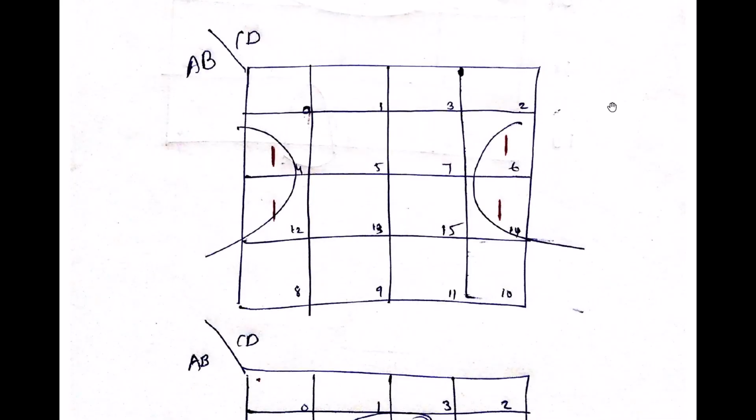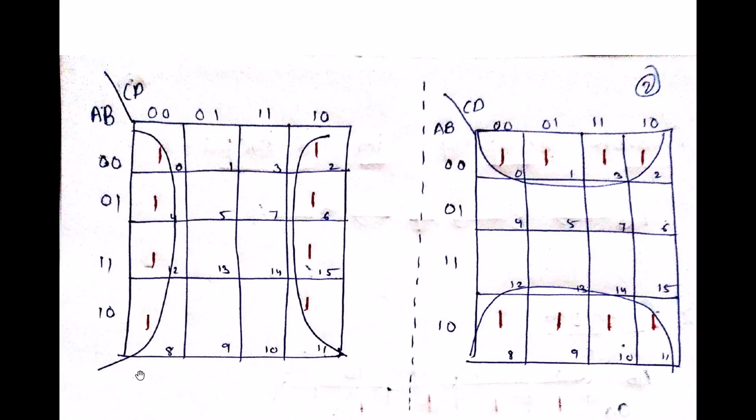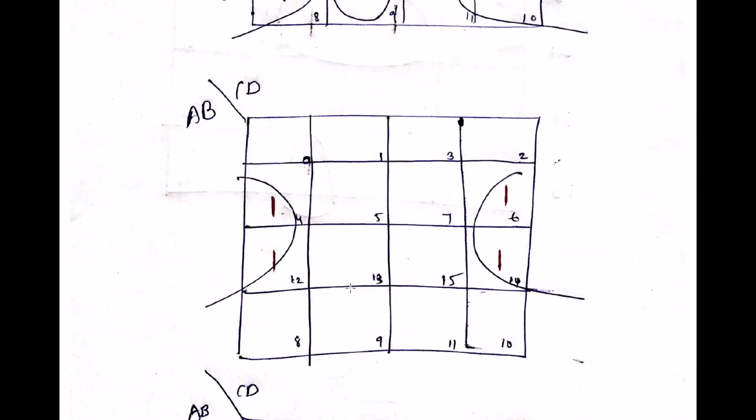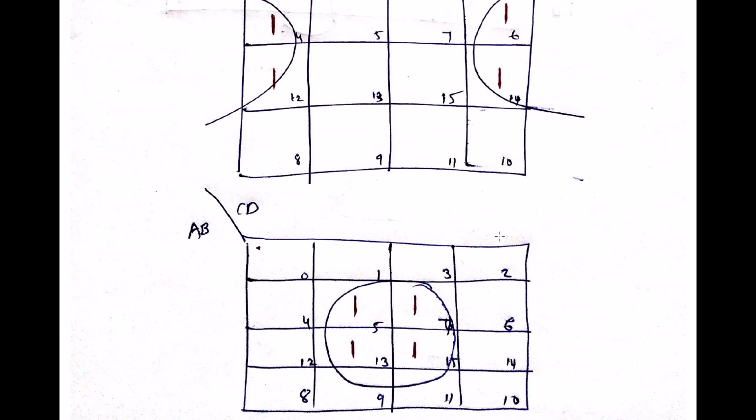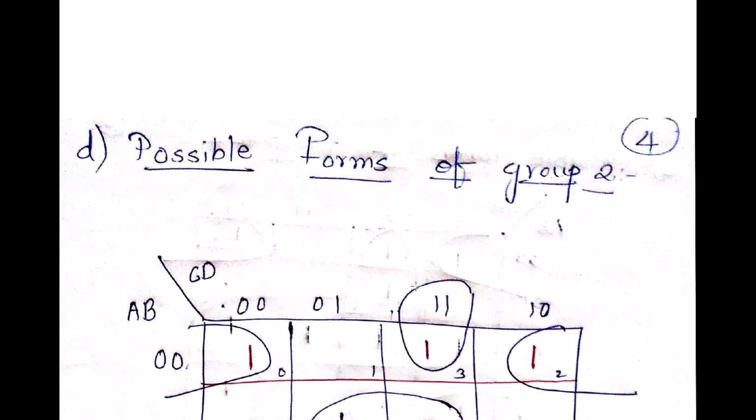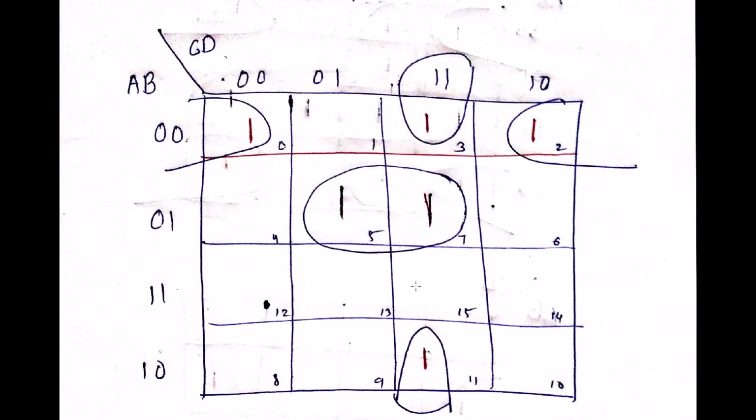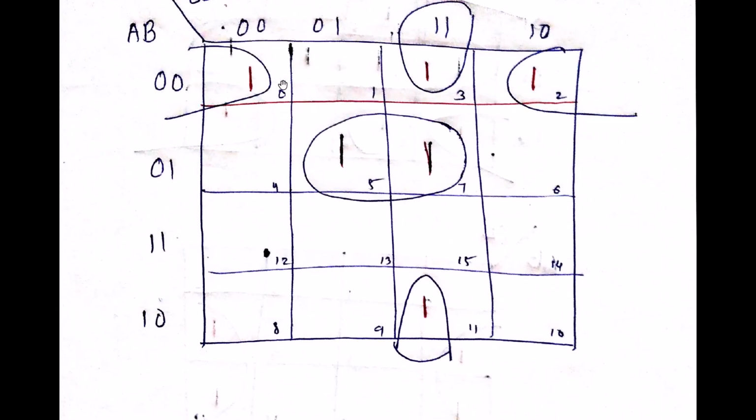Again, this can be a group of 4. If you see, when all the ones were there, it was a group of 8. There were 8 ones. Here it is a group of 4 ones. Again, it's a group of 4. Then there are groups of 2. How is it possible? This one, then there is this one, and then there is this one. So that is again very important. These are groups of 2.